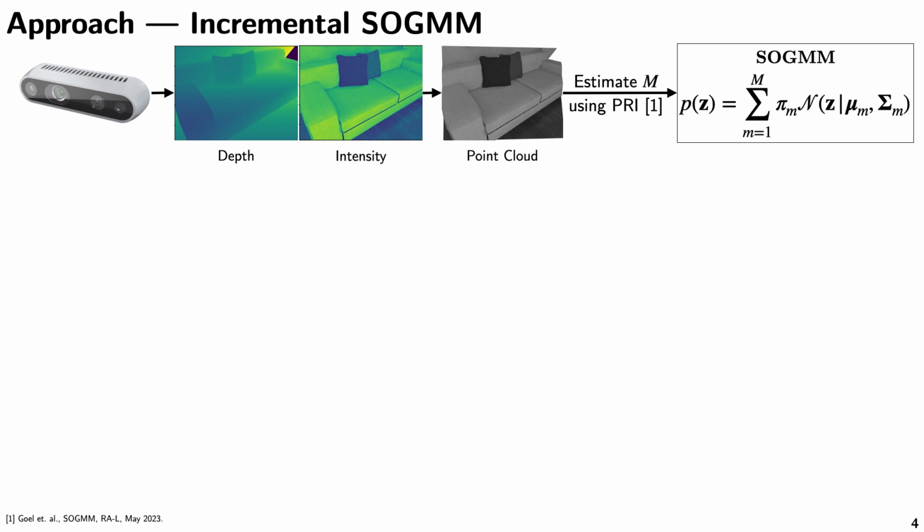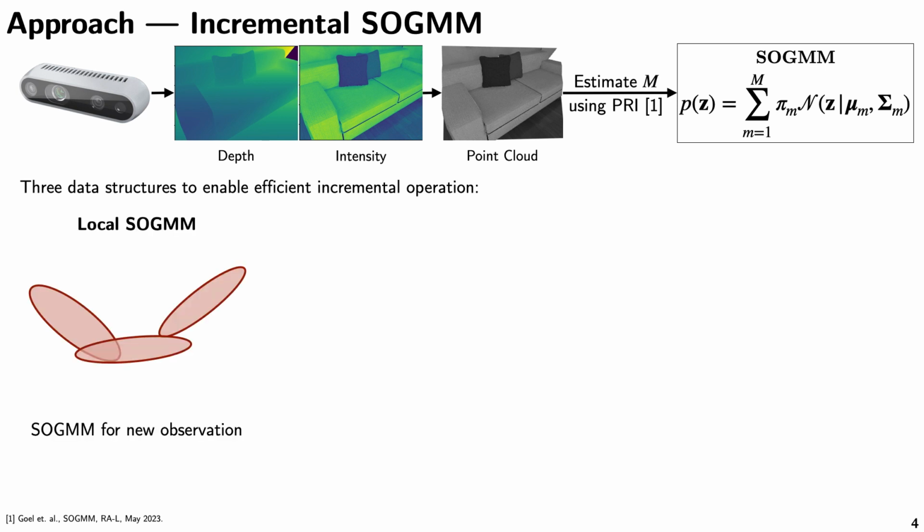In our prior work, we showed how to convert a depth intensity point cloud into a self-organizing GMM. The self-organizing component is basically saying that you don't have to set the number of components manually. It is set using a technique called principle of relevant information. The contribution in the present work is how to extend this prior work to incremental operation. And for that purpose, we use three data structures.